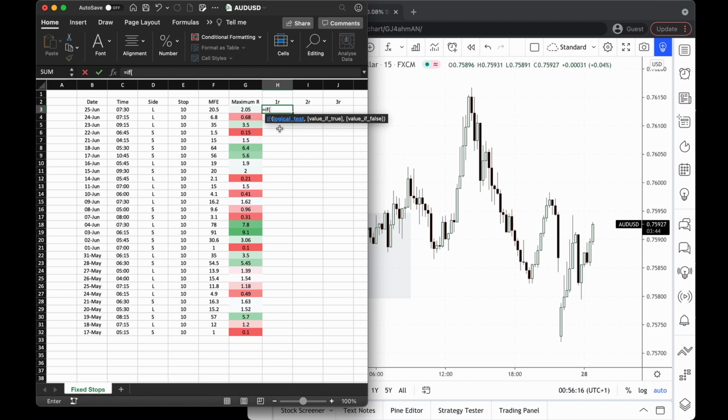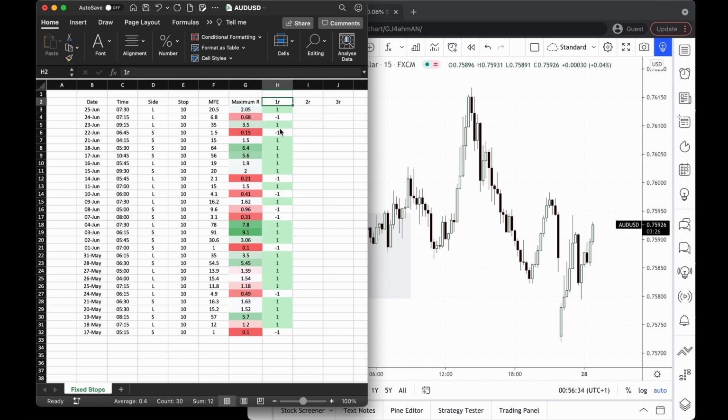So here, all we want to know for a 1R calculation is: is the maximum R greater or equal to 1? If it is, equal 1. If it's not, it'll be a loser. And that's as simple as that. And we can draw that down for all of the days. And as you can see, the vast majority of days actually printed a 1R.